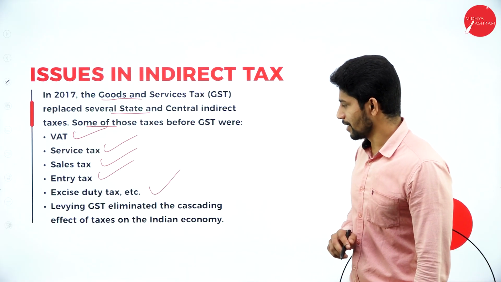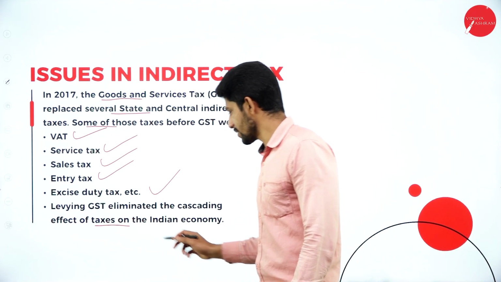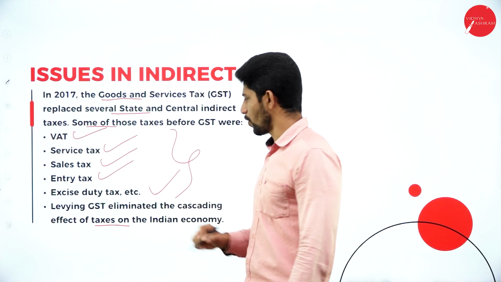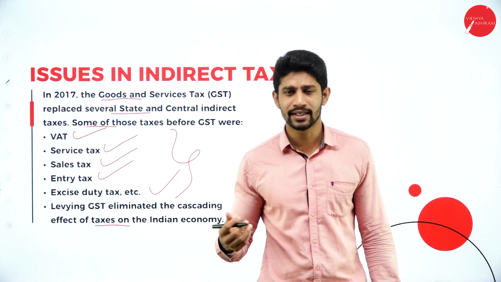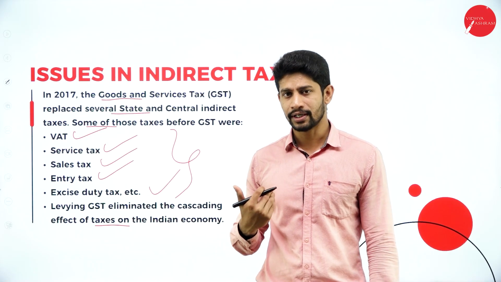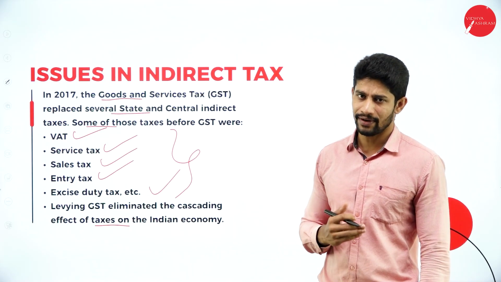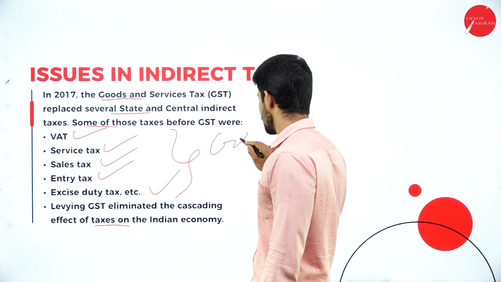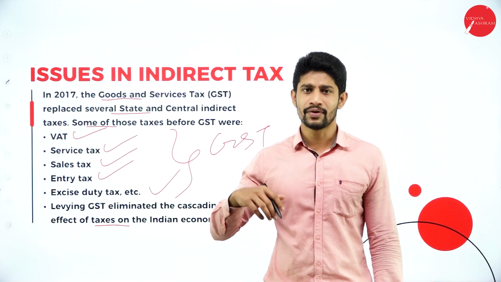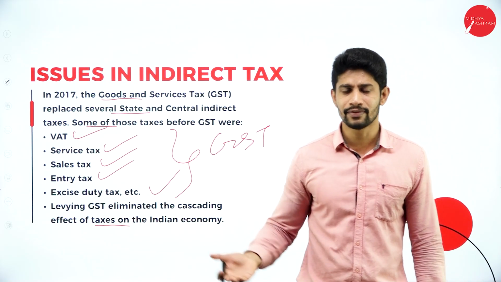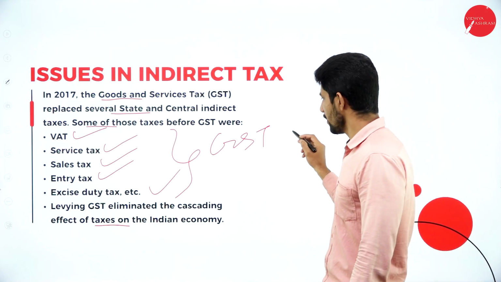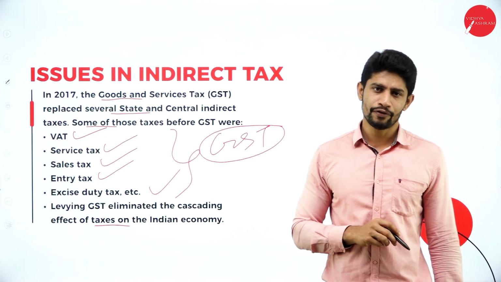So levying GST eliminated the cascading effect of taxes on the Indian economy. So here you can see these are the different taxes we had earlier to GST, and we used to pay the tax under different heads of indirect taxes for different types of businesses. But after introducing GST in the year 2017, we are paying only one tax, that is called GST, on all types of transaction. Whether you are doing a business, or selling the product, or providing the services, whatever the business you do, you are paying one indirect tax, that is called GST. So this is the beauty of GST.